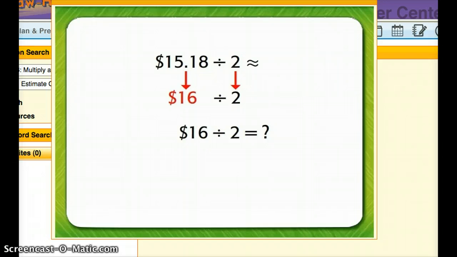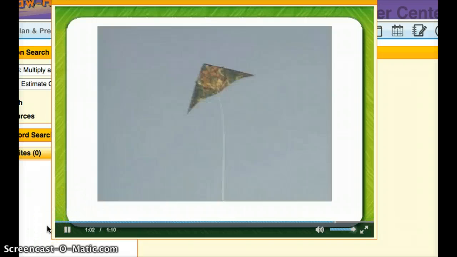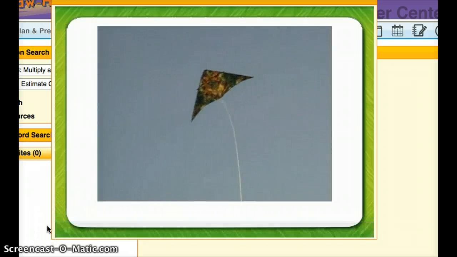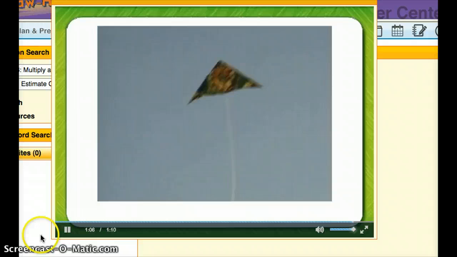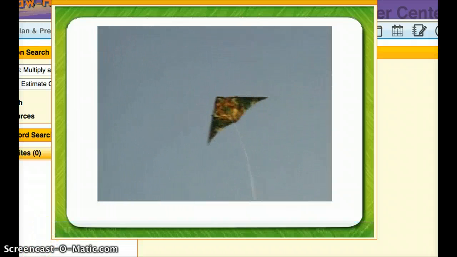$16 divided by 2 equals $8. So $15.18 divided by 2 is about $8. Each kite costs about $8.